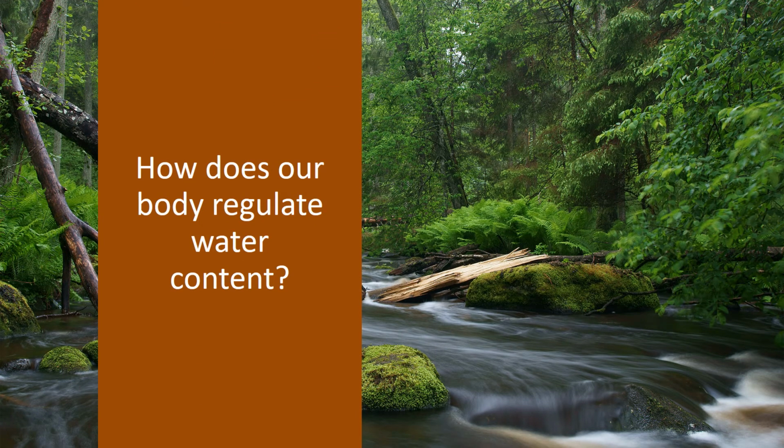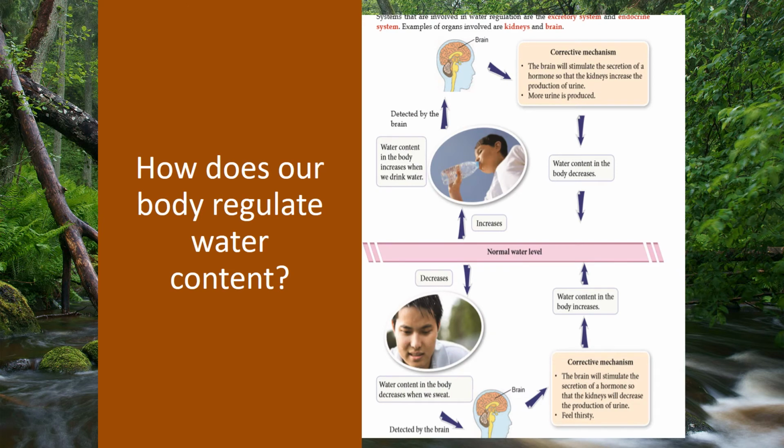Okay, this is how our body regulates water content. The systems involved are the excretory system and the endocrine system, same systems as just now. Examples of organs involved are the kidneys and the brain. We start with the normal water level.